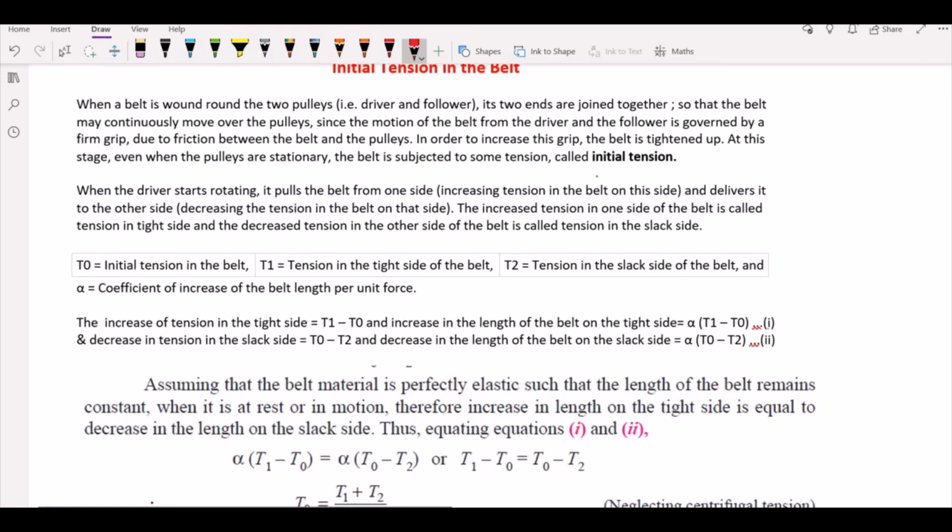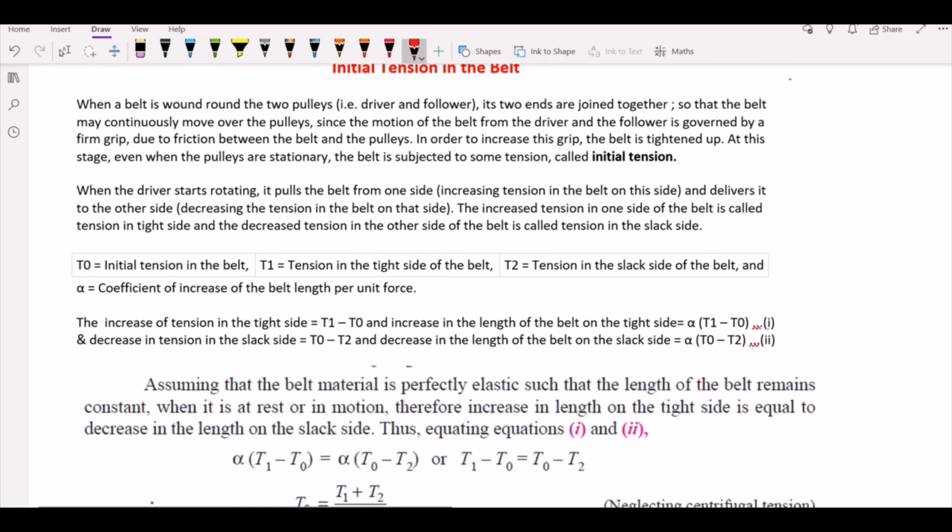So when the driver starts rotating, it pulls the belts from one side and delivers to the other side, which is from your top side to your bottom side. So if your top side increases in tension, there is a decrease in tension on the other side. Due to this, there is an increase in tension on the tight side and a decrease in tension on the other side. This is called tension in the slack side. So what is that initial tension?